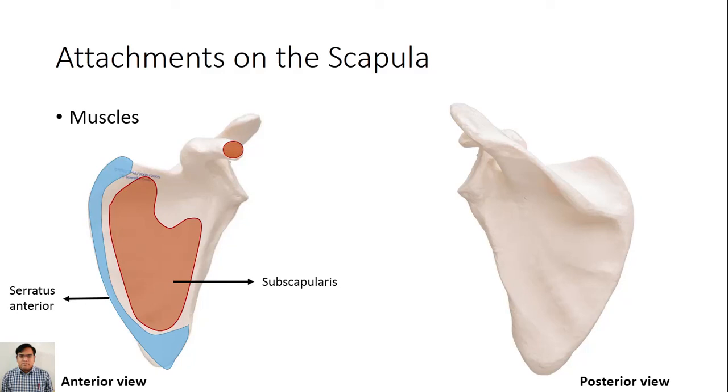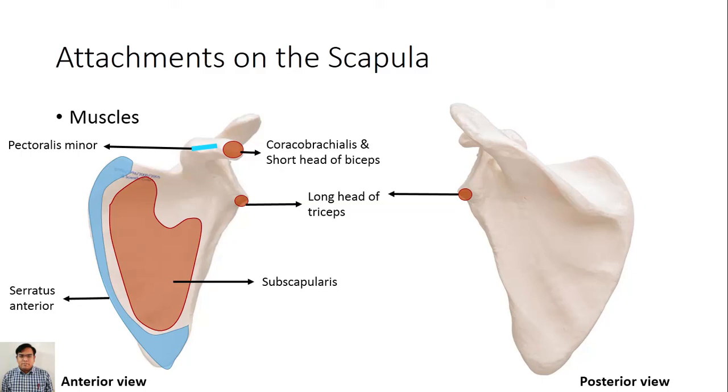The tip of the coracoid process gives origin to two muscles, the coracobrachialis and the short head of biceps brachii. So this is the origin of coracobrachialis and short head of biceps brachii. Now the upper medial part of the coracoid process gives insertion to pectoralis minor muscle. The infraglenoid tubercle gives origin to the long head of triceps. So this is the origin of long head of triceps.